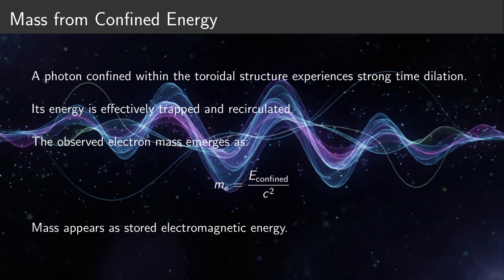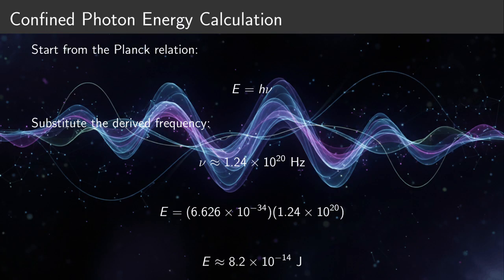Mass from confined energy. A photon confined within the toroidal structure experiences strong time dilation. Its energy becomes effectively trapped and continuously recirculated. The observed electron mass emerges as energy divided by c². In this picture, mass is not fundamental, but instead appears as stored electromagnetic energy.